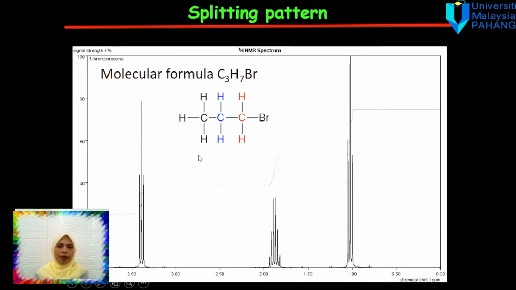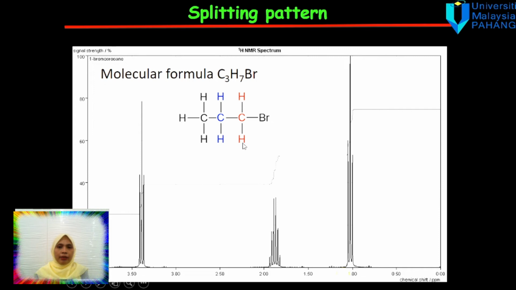After we identify the position of the signals, we have to identify the splitting pattern of each signal. In this case, using the n+1 rule, the splitting pattern for this signal becomes a triplet because the neighboring protons for this signal are only 2. 2 plus 1 becomes 3, so this one is a triplet. And the middle methylene proton has neighboring protons 3 plus 2, which is 5, plus 1 is 6. The splitting pattern for this proton is a sextet.